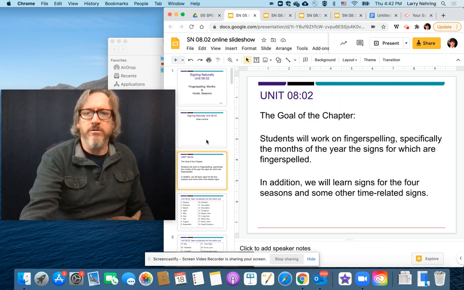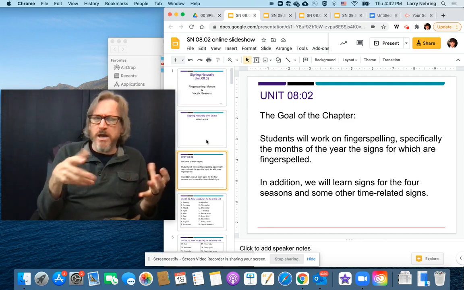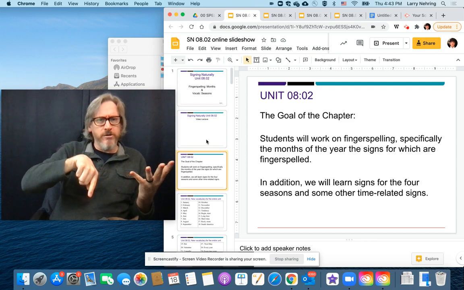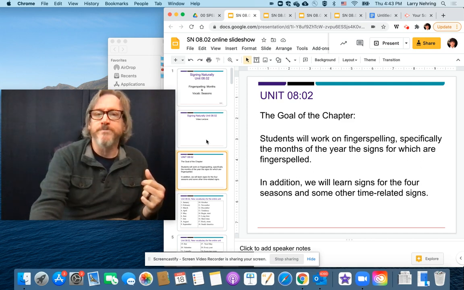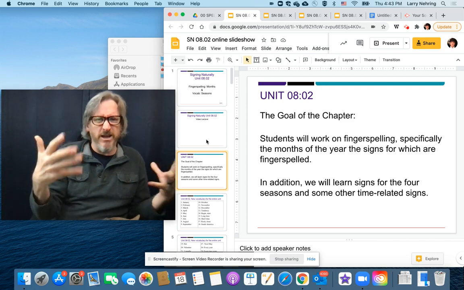So if we scan down. So the goal is to work on fingerspelling, and there'll be some clues about how to fingerspell better, producing it, but also helping with receptive fingerspelling skills. And then we'll do some signs for the 4 seasons and a couple of other time-related signs.